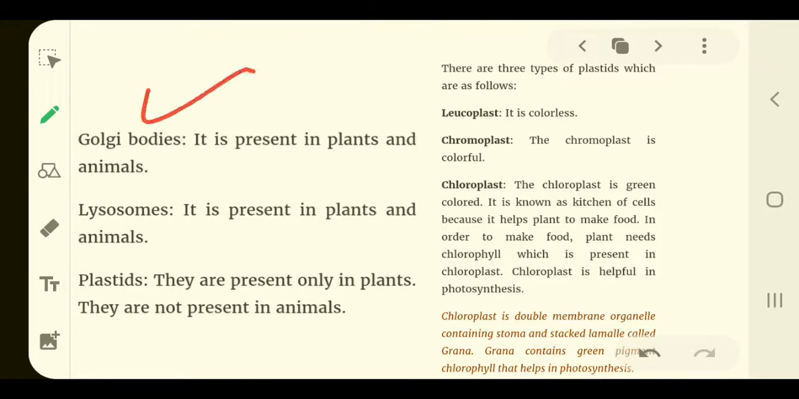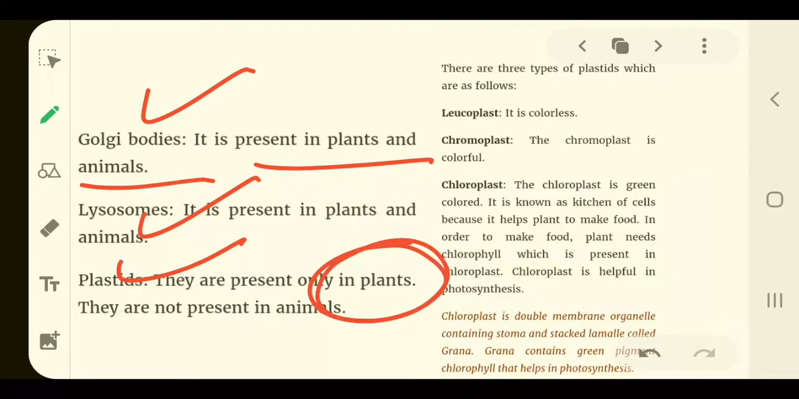In the case of Golgi bodies or Golgi apparatus, it is again an organelle present in the cytoplasm. It is present in plants and animals; both plant and animal cells contain Golgi bodies. Then we have something called lysosomes, write it down. And of course the plastids. The plastids are only present in plants.